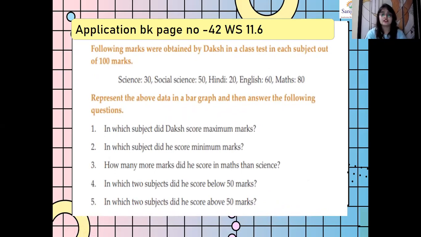Now, Daksh has scored these marks in the class test. Science, he has scored 30 marks. Social science, he has scored 50 marks. Hindi, he has scored 20 marks. Then English, he has scored 60 marks. And math, he has scored 80 marks.